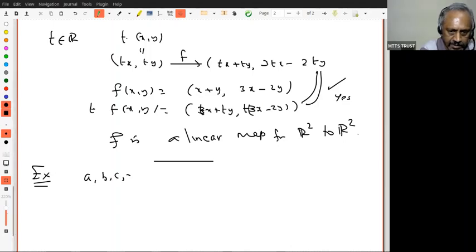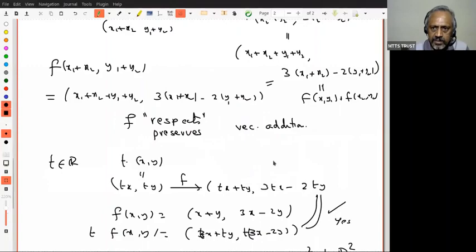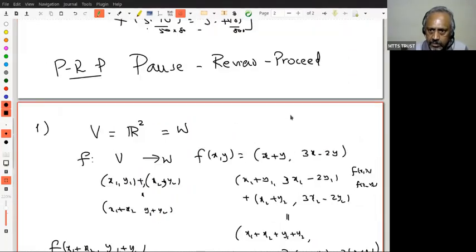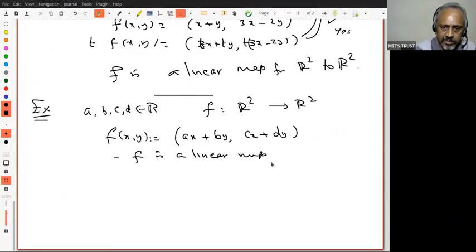Let a, b, c, d be real numbers. Define f from R2 to R2 so that f of (x, y) equals (ax plus by, cx plus dy). Okay, this is the definition. Check f is a linear map. Notice that in the earlier case, a equal to b equal to 1 and c equal to 3, d equal to minus 2.